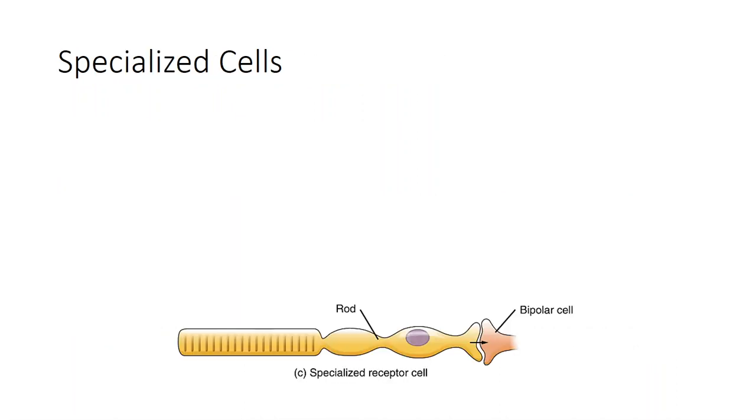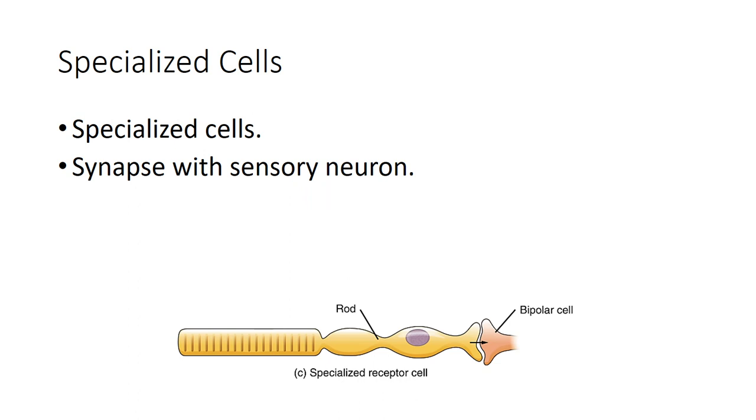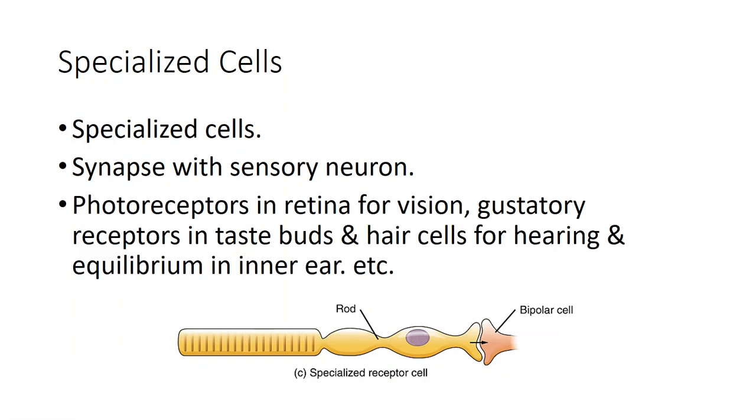Sensory receptors for some special senses are specialized, separate cells that synapse with sensory neurons. These include photoreceptors in the retina for vision, gustatory receptors in the taste buds, and hair cells for hearing and equilibrium in the inner ear.